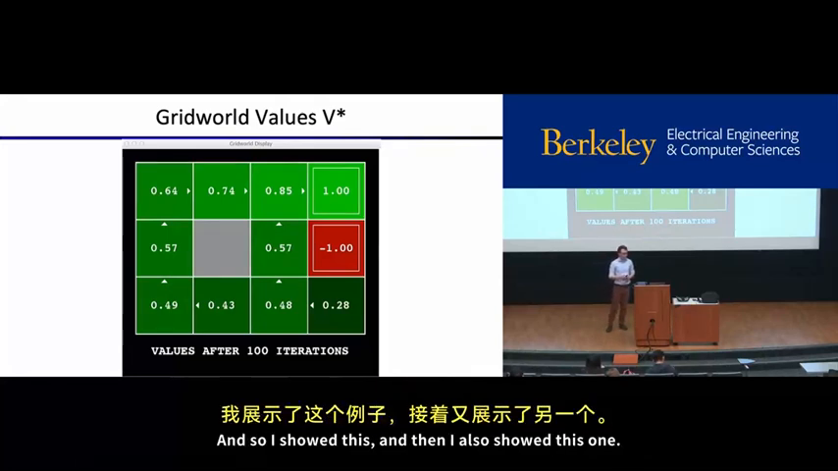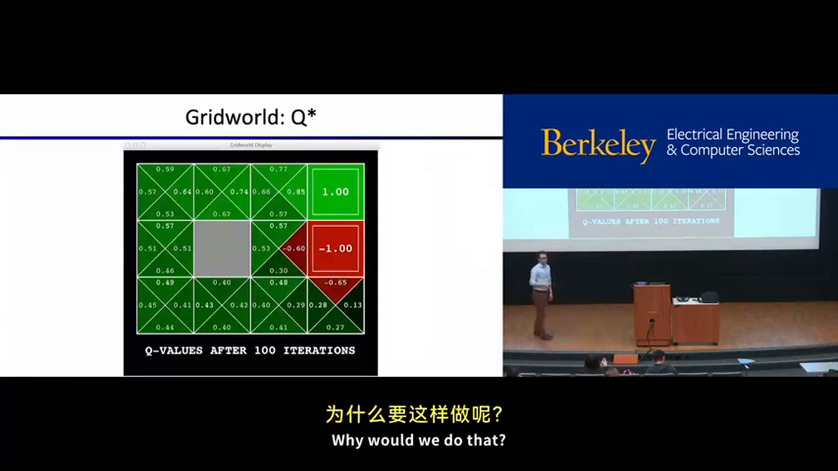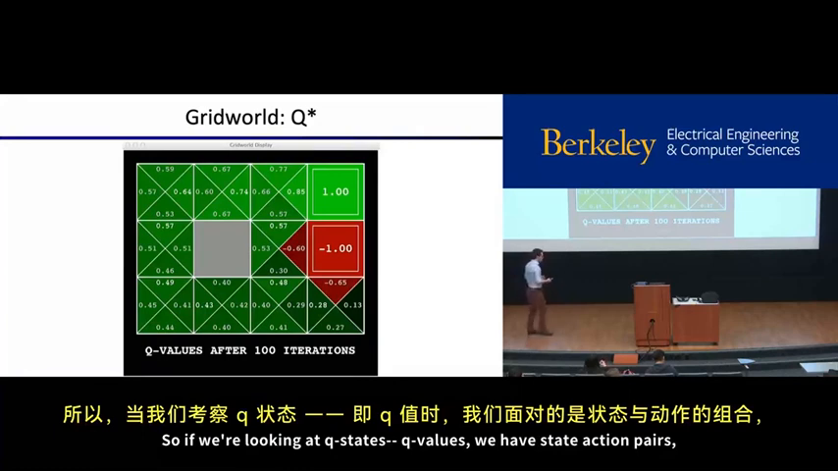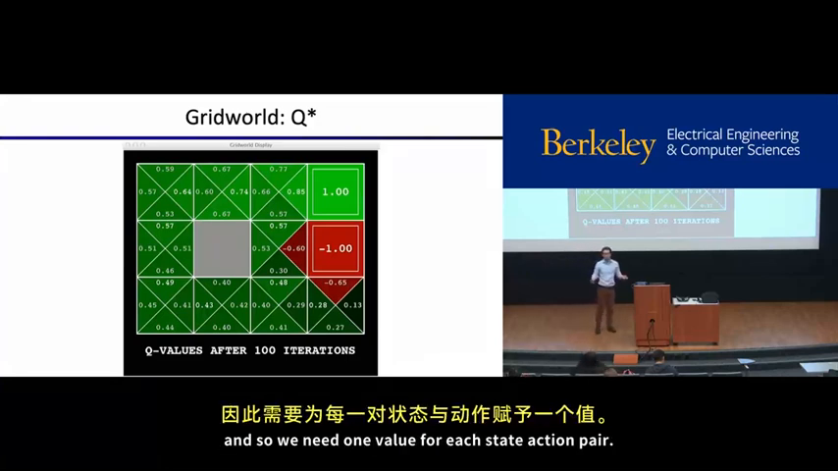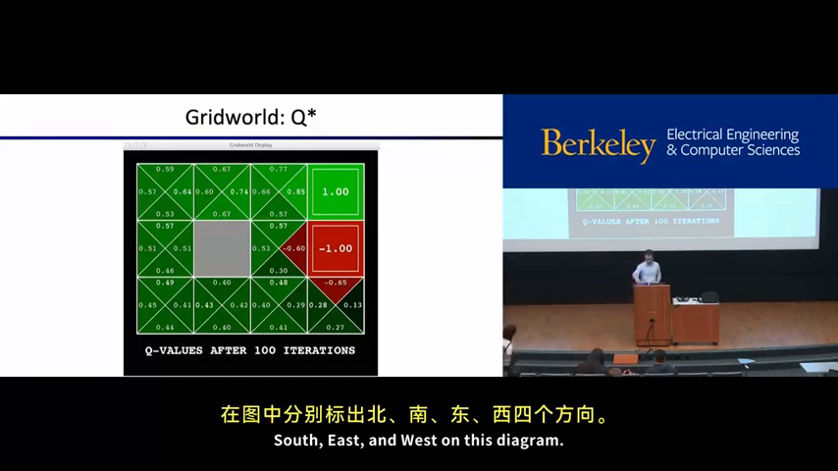And so I showed this, and then I also showed this one, and I think I didn't mention this, but now we've split each state into 4. Why would we do that? Well, because there's 4 actions. So if we're looking at Q states, Q values, we have state action pairs, and so we need one value for each state action pair. So in each of the states we had before, we mark it so that there's a north, south, east, and west on this diagram.